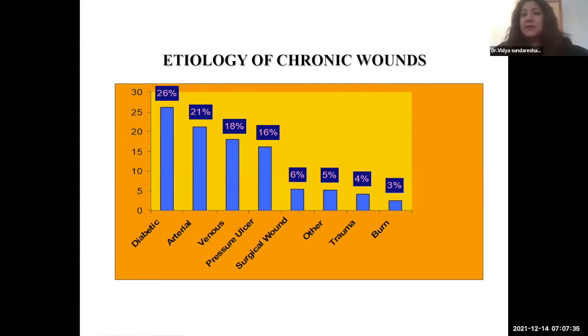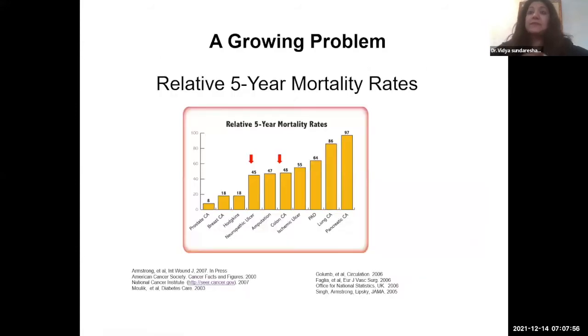Surgical wounds about 6%, burns about 3%, especially if you have a burn center, then you end up seeing a lot more. And trauma, wounds associated with trauma, ostomy wounds, and other wounds you see in people with accidents or injuries, those constitute about 4%. Not only is it a problem with morbidity, but there is also a relative 5-year mortality rate associated with these wounds, which is shown in this slide.